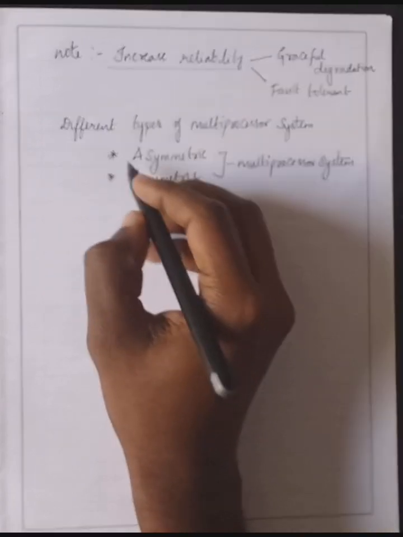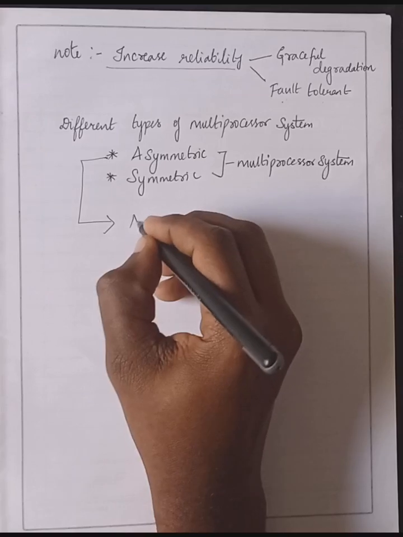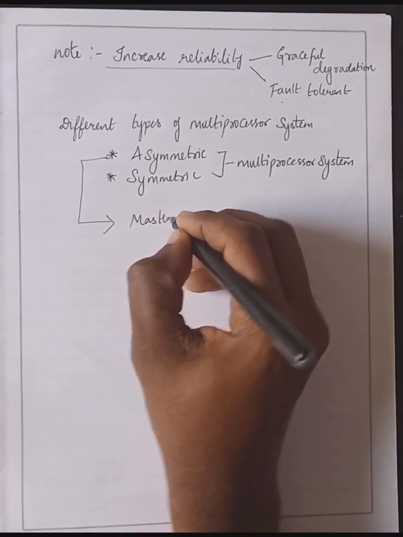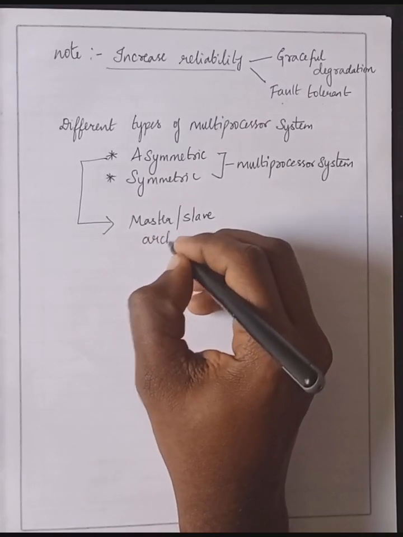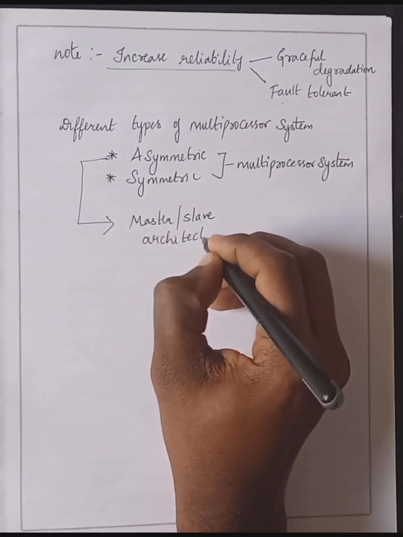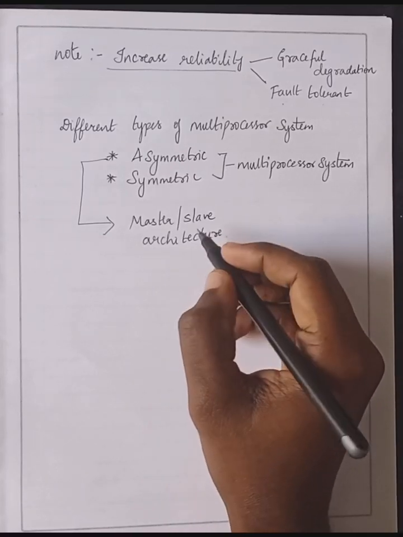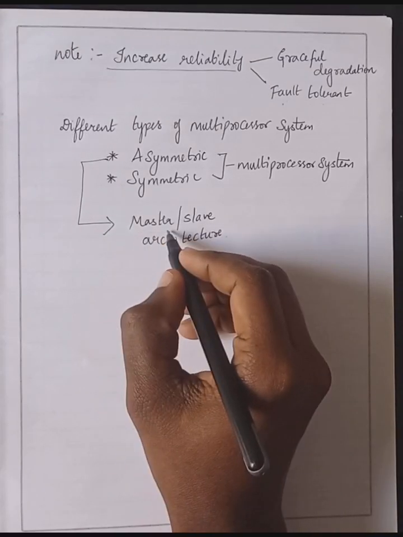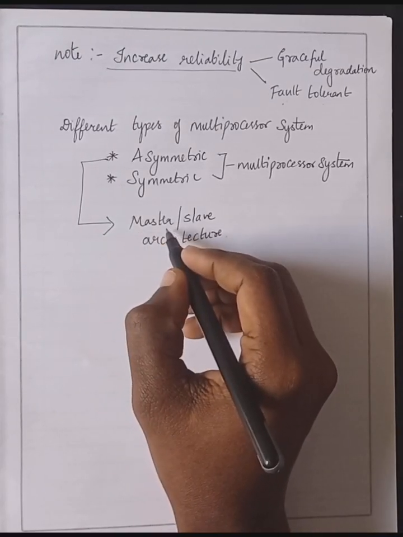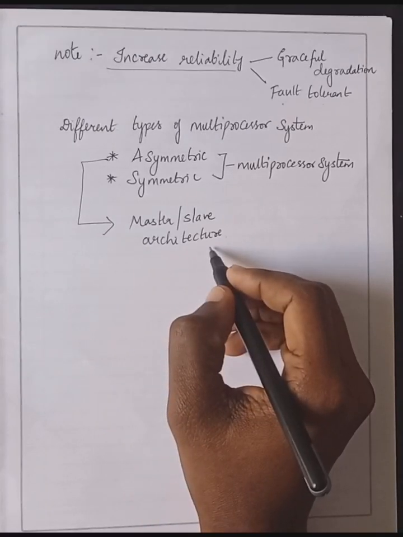In asymmetric, we can call this a master-slave architecture. What does master-slave architecture mean? The name itself says it: they have a master and they have slaves. Here, each processor is assigned a specific task by the master processor, and the master processor controls all the other processors, which are called slave processors.